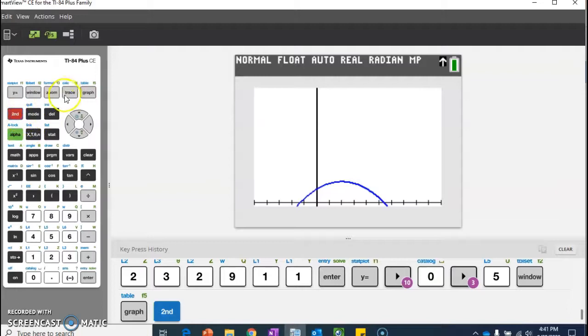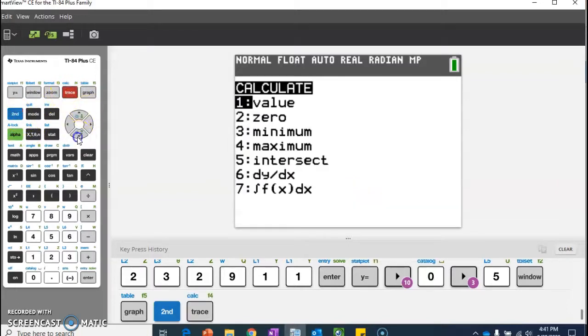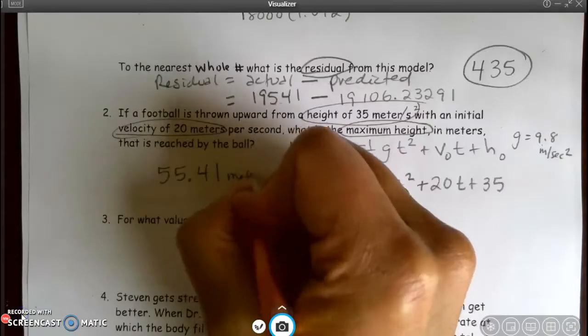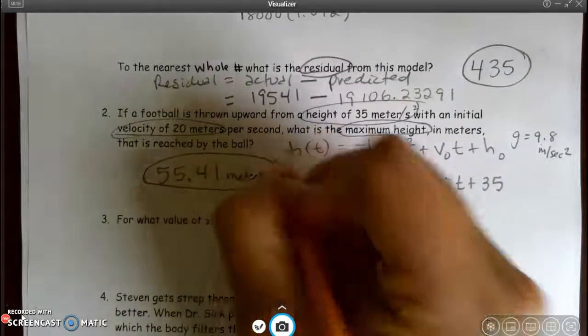So I'm going to go to second trace and find the maximum. And I need to be to the left of that max, and then to the right. And hit enter, pass the guess, and at a little after 2 seconds, I'm going to be at 55.41 meters. So we found it: 55.41 meters.